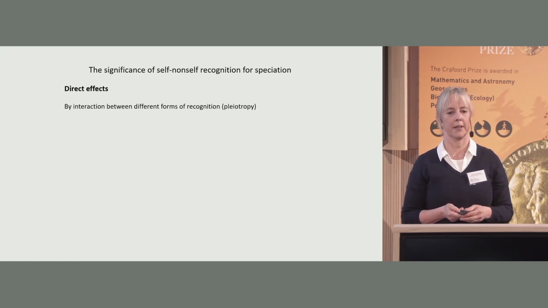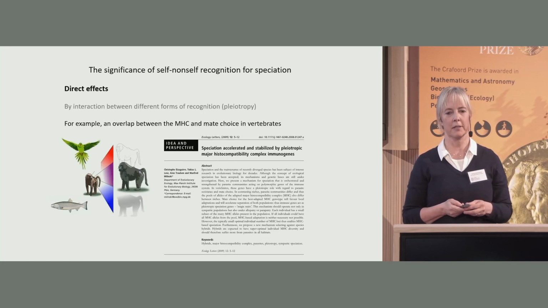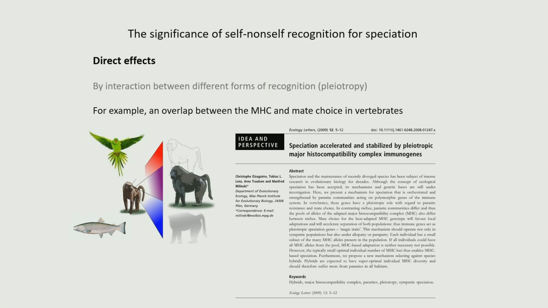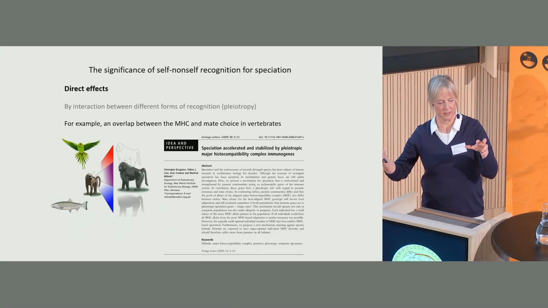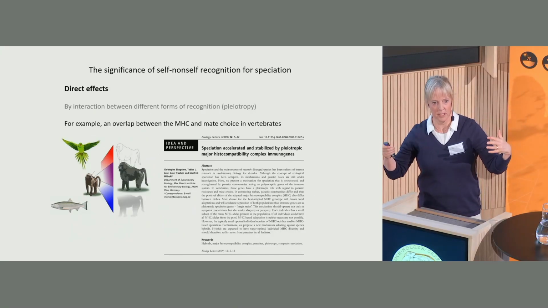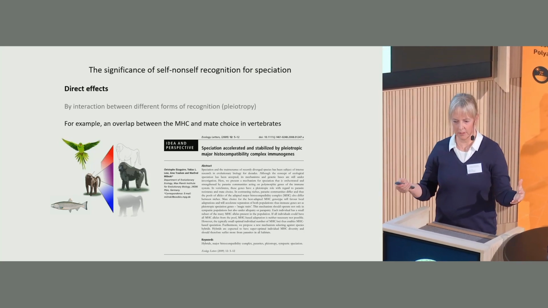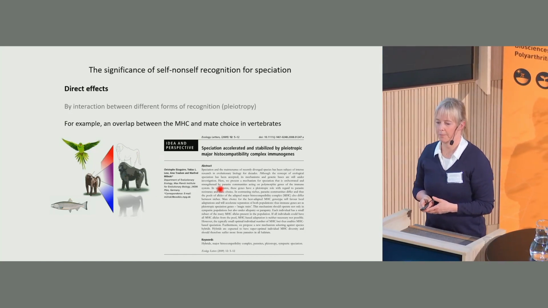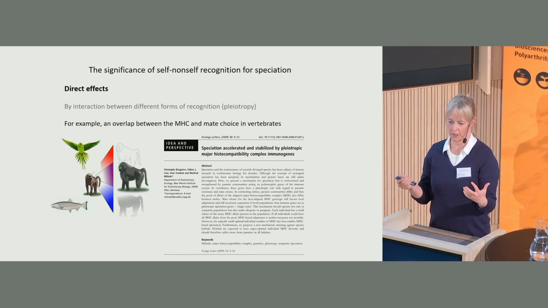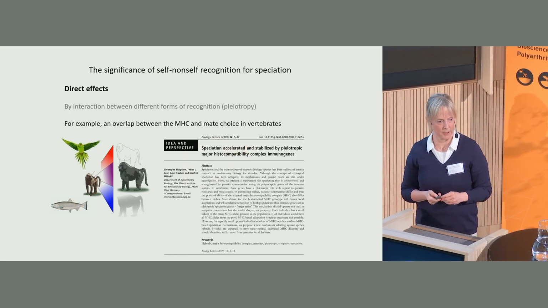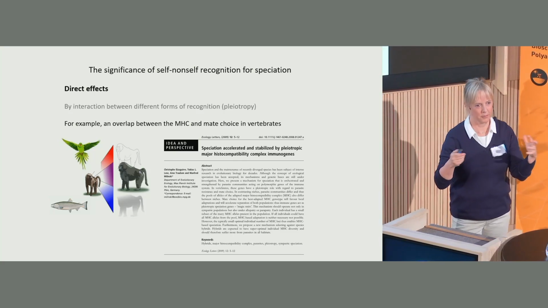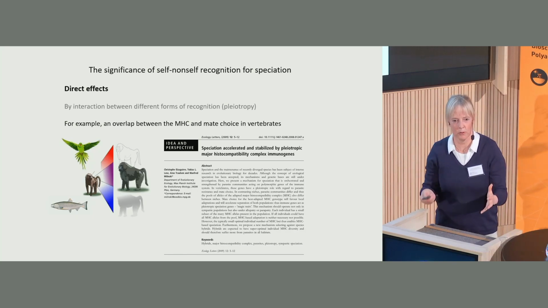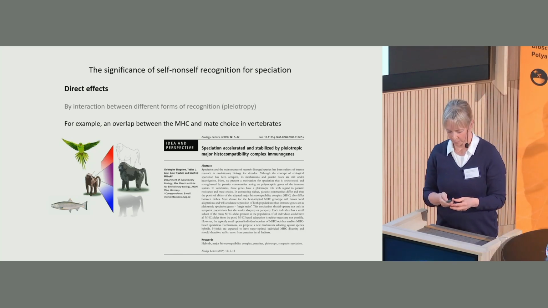There are also examples of direct effects, for example, by interaction between different forms of recognition. If I just bring up this example of overlap between MHC and mate choice in vertebrates. We know that in vertebrate populations, niche differentiation can lead to different parasite exposure that leads to different MHC allele composition, and that leads then to assortative mating. So that's also proposed in this paper as a general mechanism to accelerate speciation in mammals. So there have been different examples of the role of non-self recognition and pleiotropy in speciation.